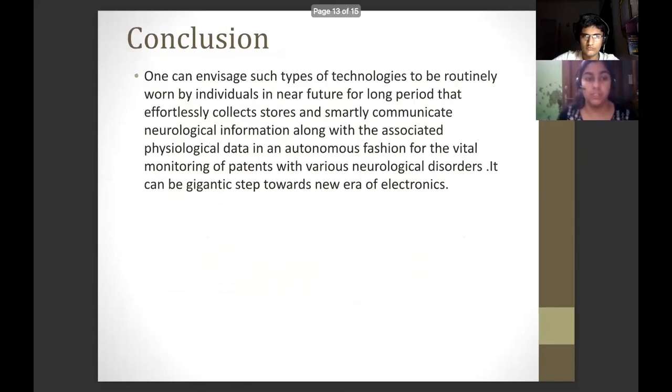Now, coming to the conclusion, this can be possible in the future, as for a long period it effectively collects, stores, and smartly communicates neurological information along with the associated physiological data in an autonomous fashion, for monitoring of patients with various neurological disorders. It can be a gigantic step towards the new era of electronics.